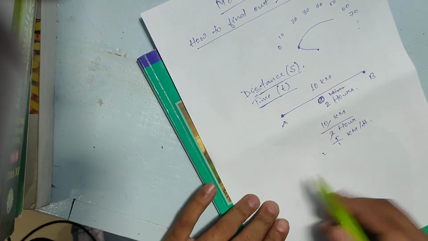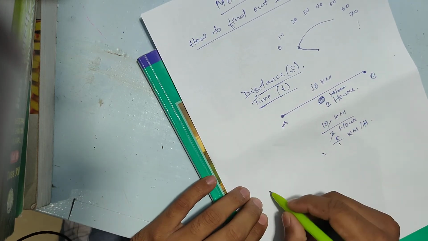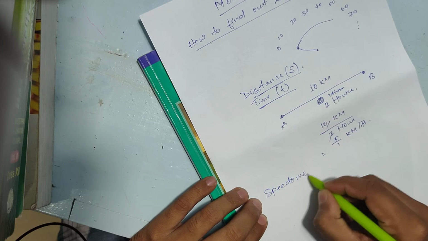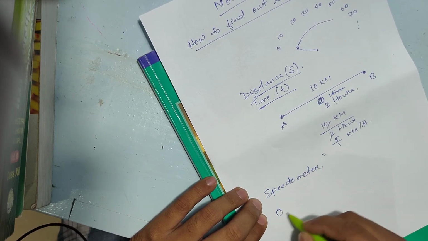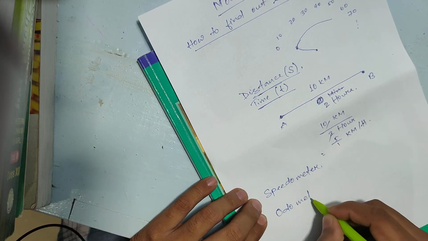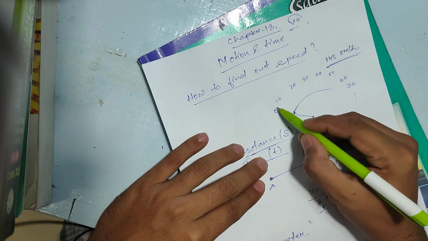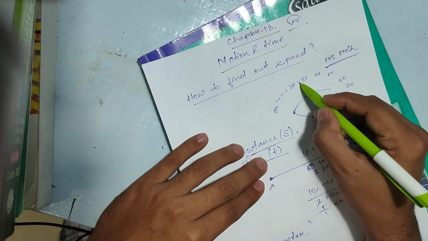Next we will have speedometer and odometer. There are two very important terms: speedometer and odometer. If you see this meter, it is mentioned in the vehicle.